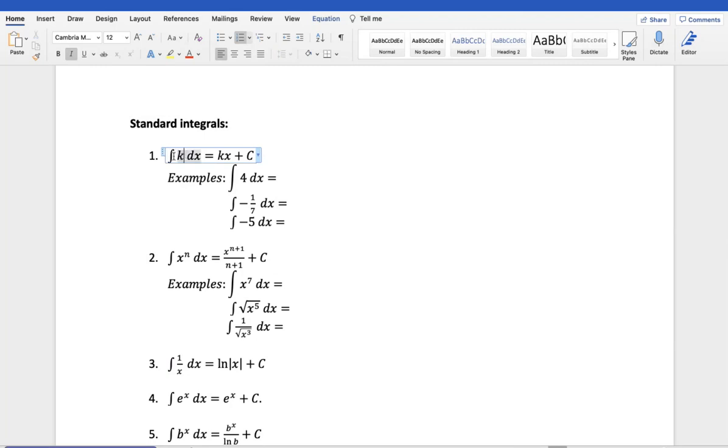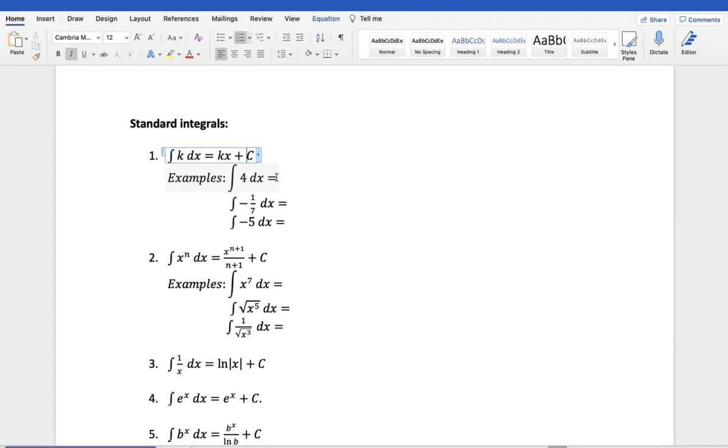The formula tells us that when we are trying to integrate a constant k, the answer is just the constant multiplied by the variable x plus c. So in our case here, we are integrating in terms of x. So x is our variable. So the integral of k dx is just equal to kx plus c. And of course, c here is the constant of integration.